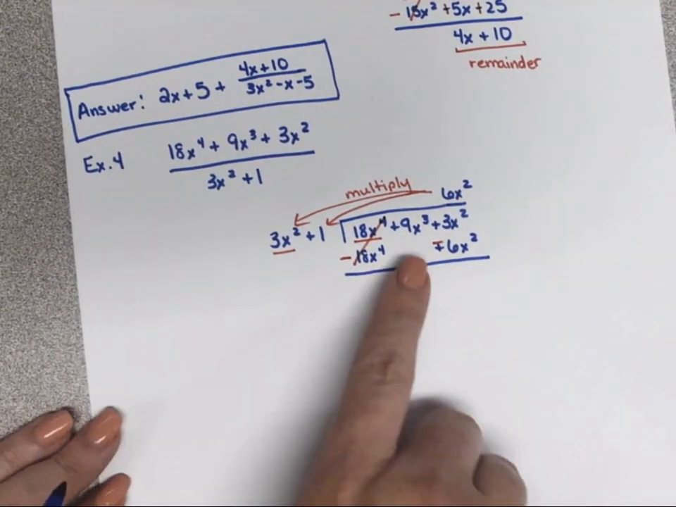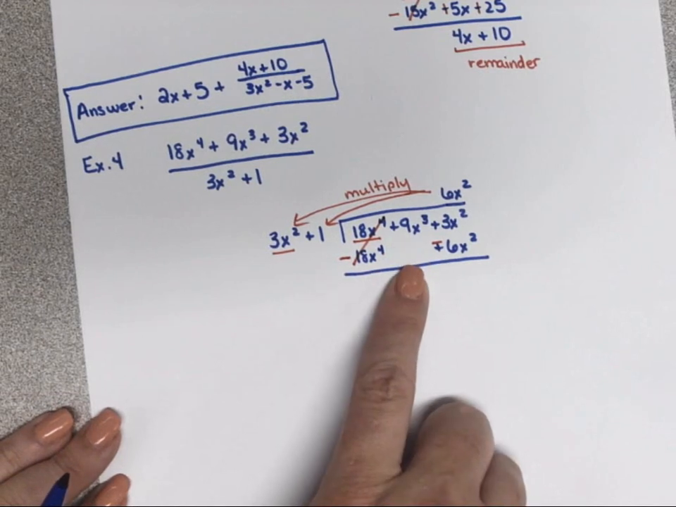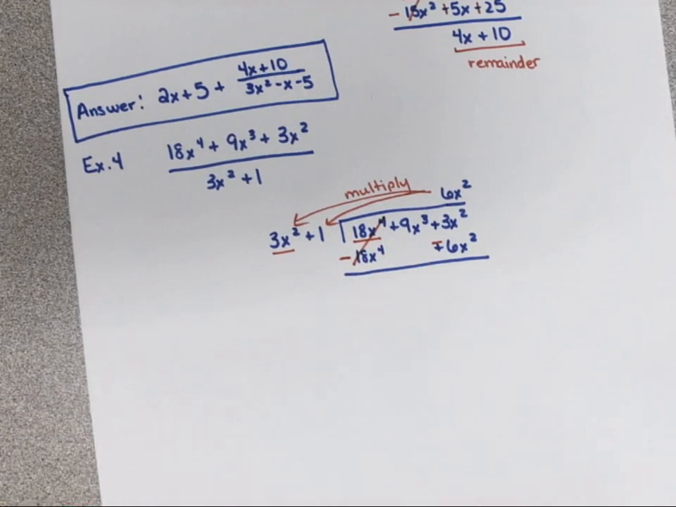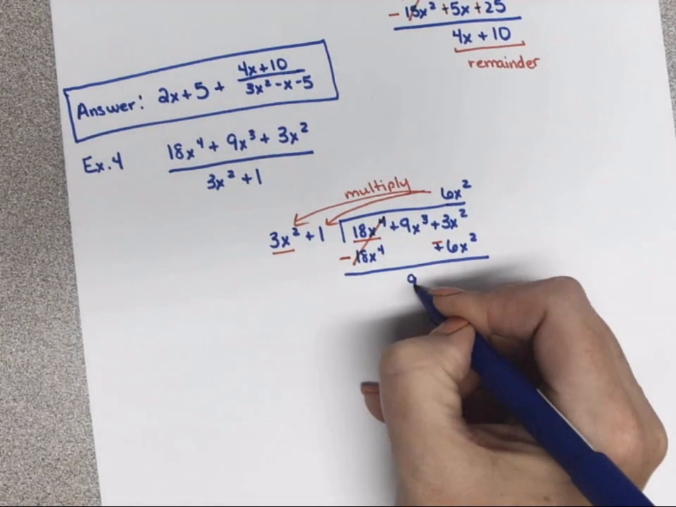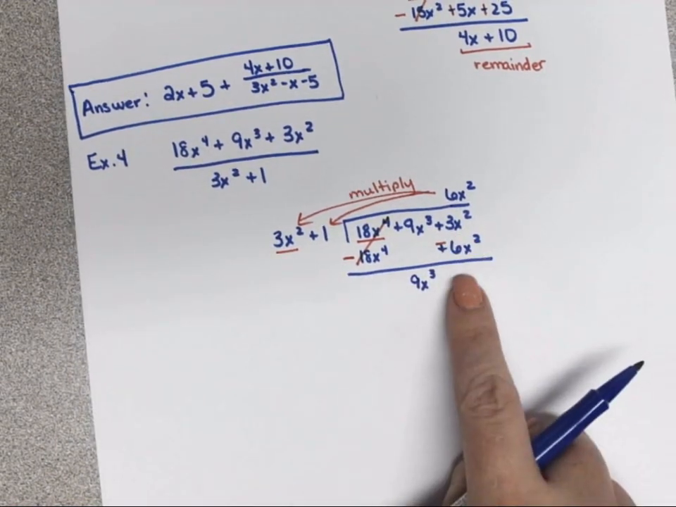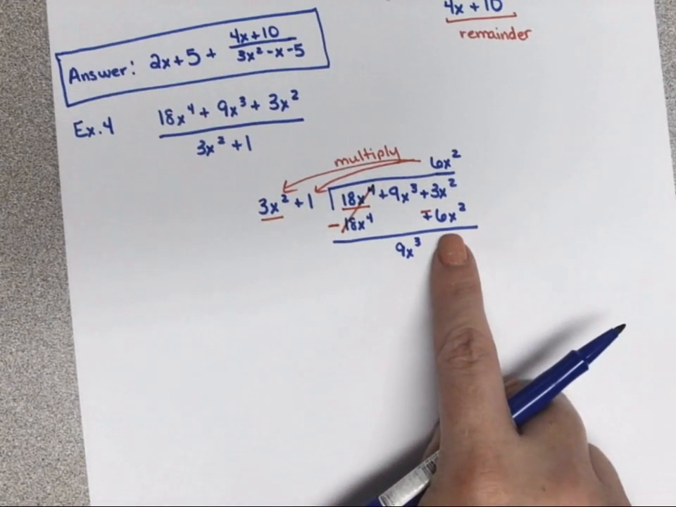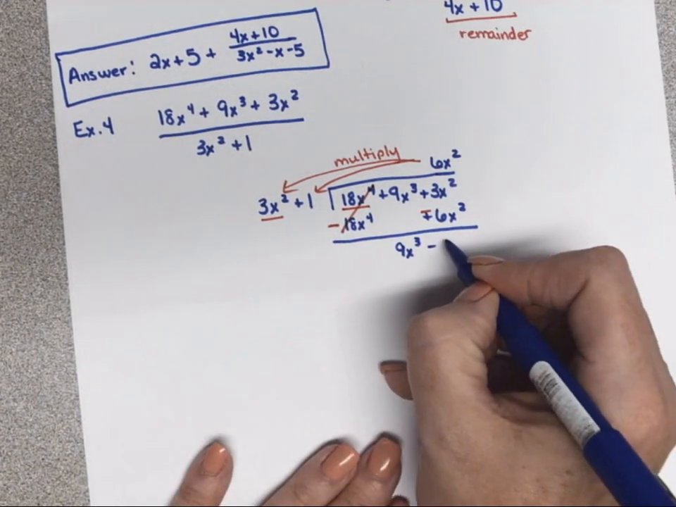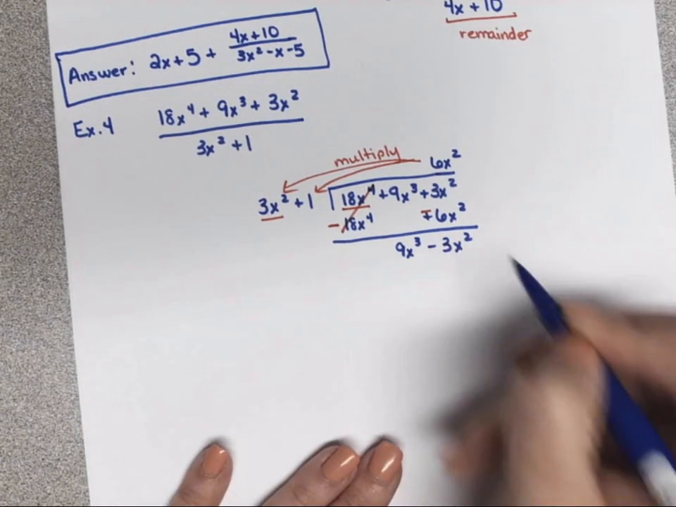That goes away, but notice this is not being added to anything, right? So what happens to it then? Yeah, it just comes down. It's just 9x cubed still. But these I can combine. What's 3x squared take away 6x squared? It'd be negative 3x squared, right?